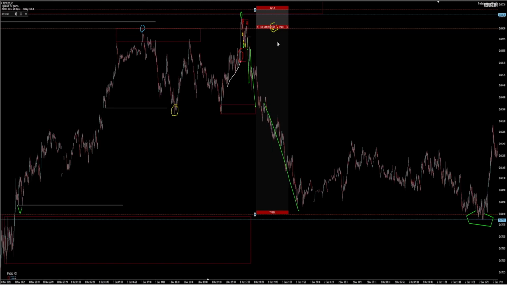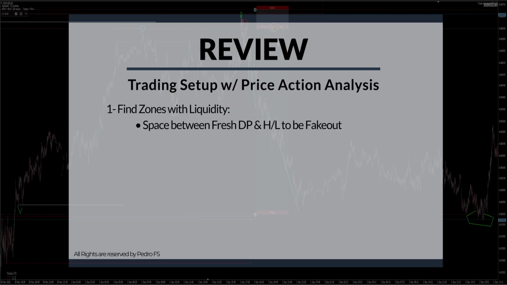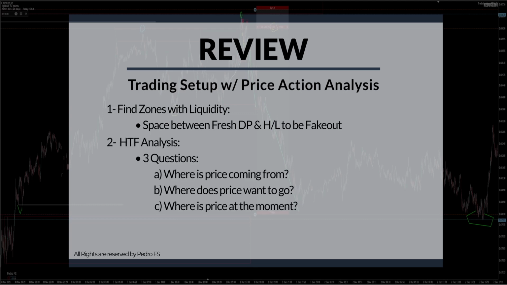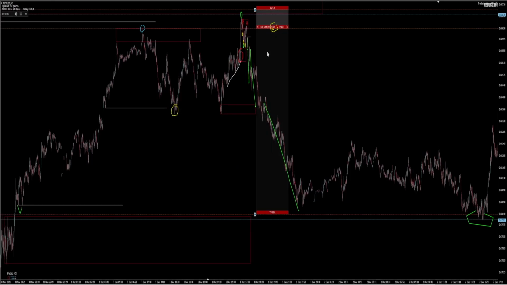So basically this is how I look for setups. As I mentioned in the previous video, I try to look for zones where liquidity is around important levels of structure. In this case, I look for space between fresh decision points and highs or lows that can be faked out. After that, I try to combine the bigger view with the lower time frame. Basically, I'm trying to find out where price is coming from, where price wants to go, and where price is at the moment. And if I see that at the moment price is approaching those levels that I look for, after that, it's just wait to have price action confirmation to look for a setup, like we have in here.